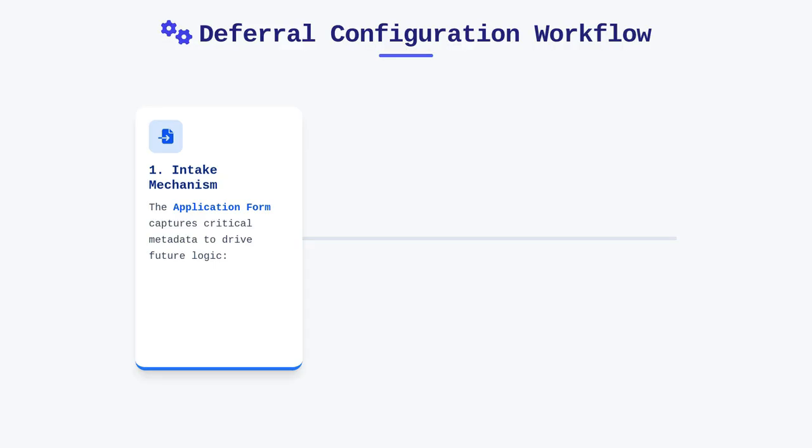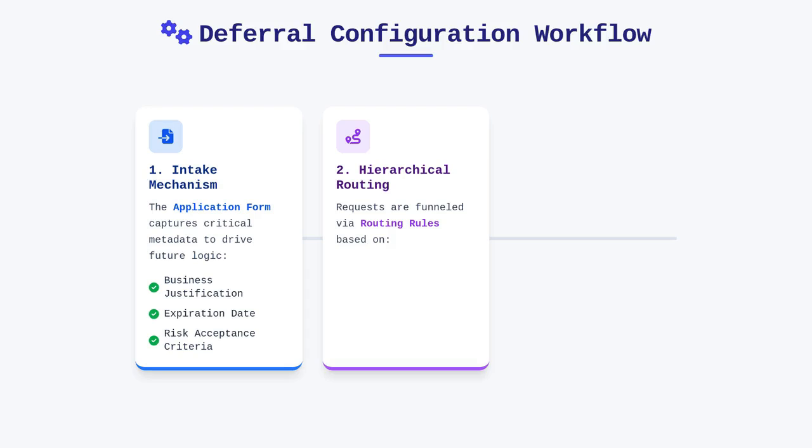Configuration begins with the application form, which acts as the intake mechanism for any deferral request. It is vital to define exactly what data is captured during this submission, as this metadata, such as the business justification, the requested expiration date, and the specific risk acceptance criteria, will later be used to drive approval logic.